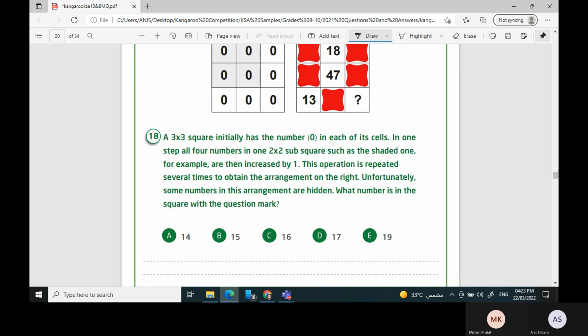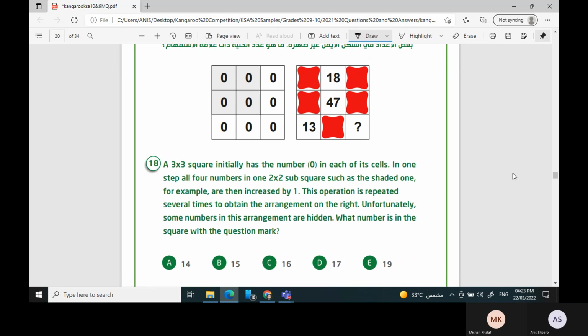This one I like. Okay, do you want to start reading? Okay. A 3x3 square initially has the number 0 in each of its cells. In one step, all four numbers in a 2x2 subsquare, such as the shaded one, for example, are increased by 1. This operation is repeated several times to obtain the arrangement on the right. Unfortunately, some numbers in this arrangement are hidden. What number is in the square with the question mark?